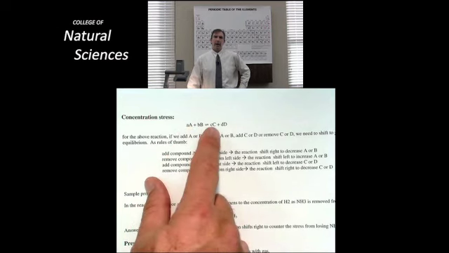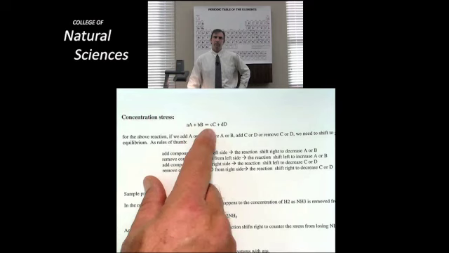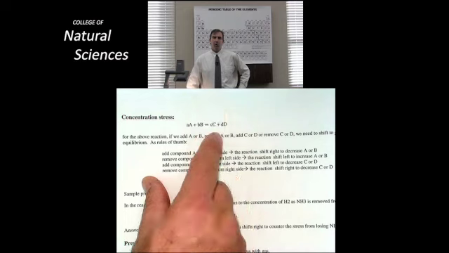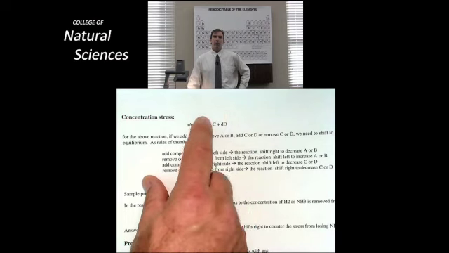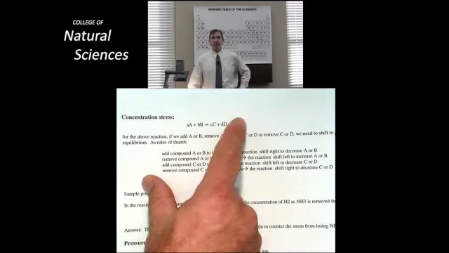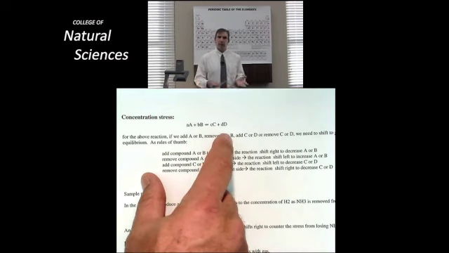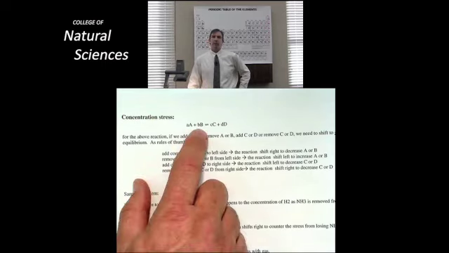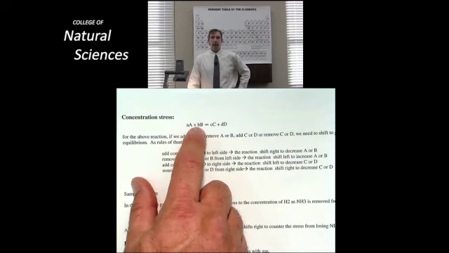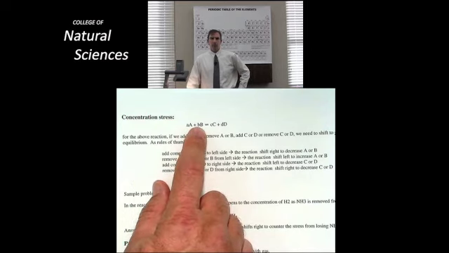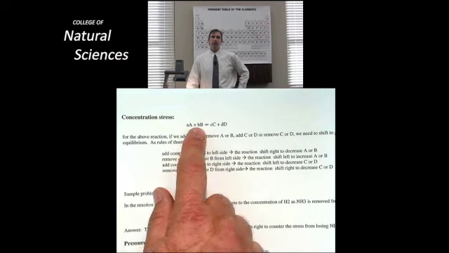I can either add A or B to the system, or I can add C or D to the system, or I can remove A or B from the system, or I can remove C or D from the system. So let's just think about LeChatelier's principle and what that means with respect to what direction we shift. If I add A or B to the system, it says, I don't want more A or B. I have to shift to get away from having more A or B. So which way would you shift to get away from having A or B?